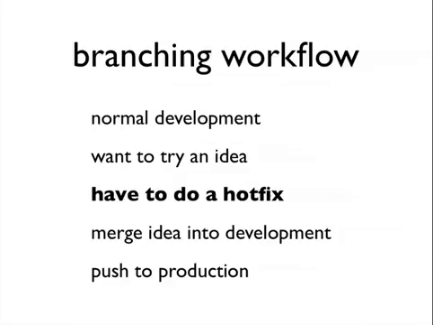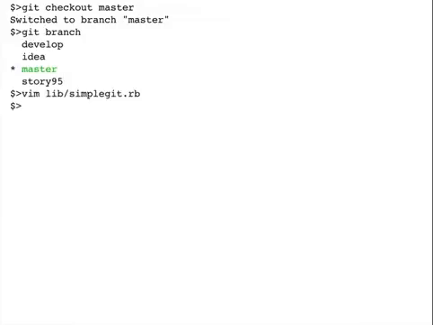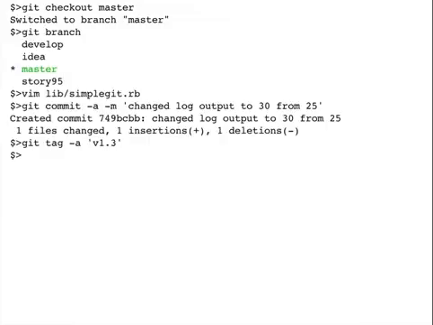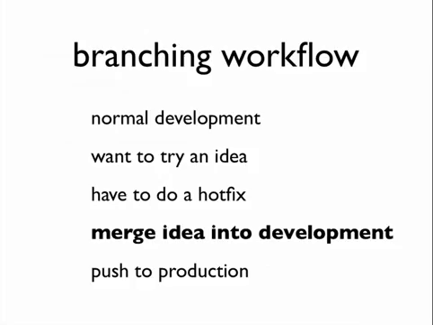Now, let's say that the pointy-haired boss comes in, we have to do a hotfix. Okay, we can go back to our master branch because that is where production is, and we can make a change. So we can see we're on our master branch, we make a change, we commit it, we tag it because it's going into production, and now we can see that we've made a new commit.